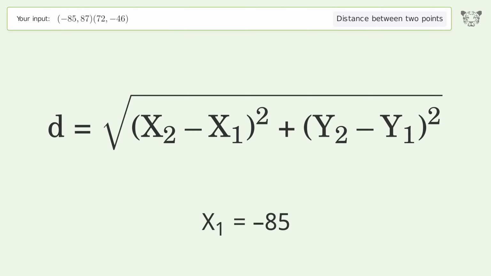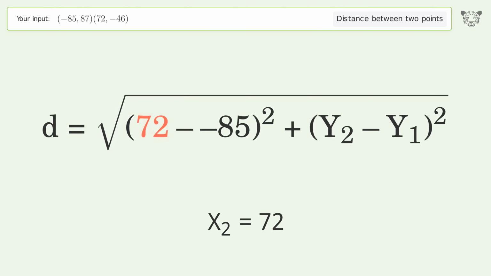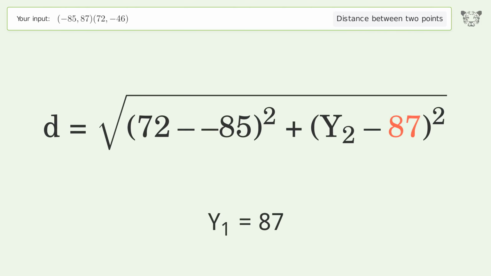x1 equals -85. x2 equals 72. y1 equals 87. y2 equals -46.